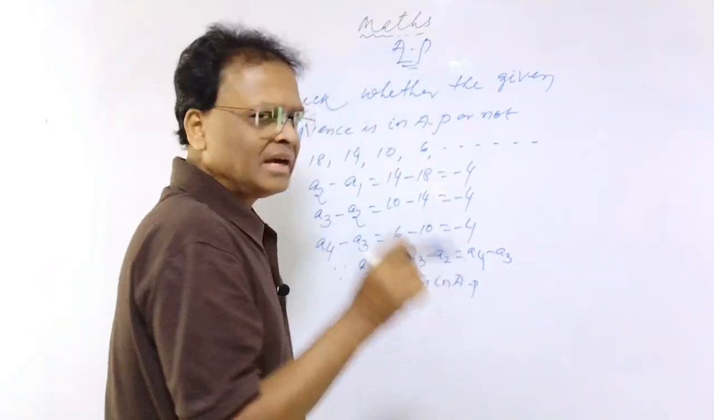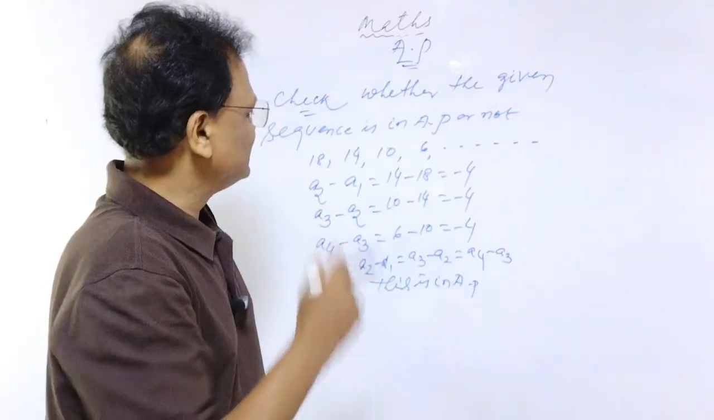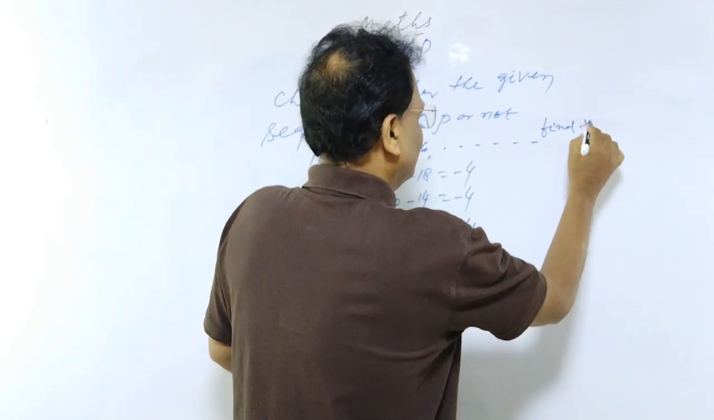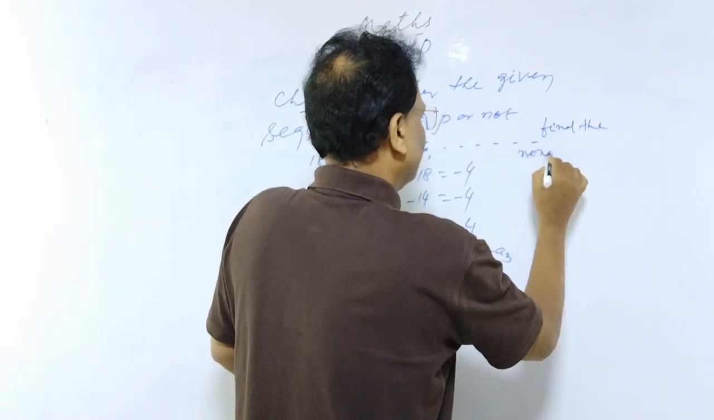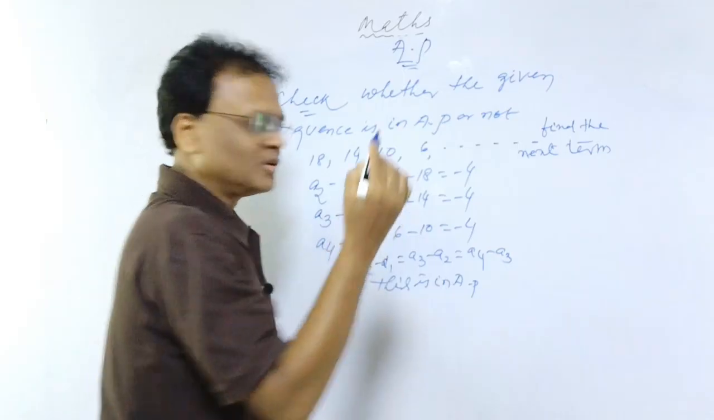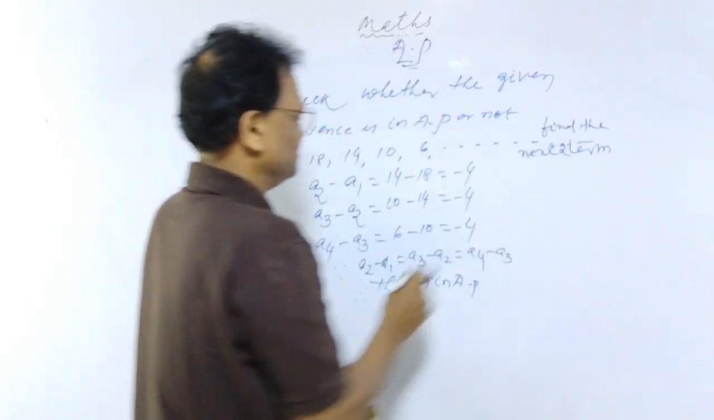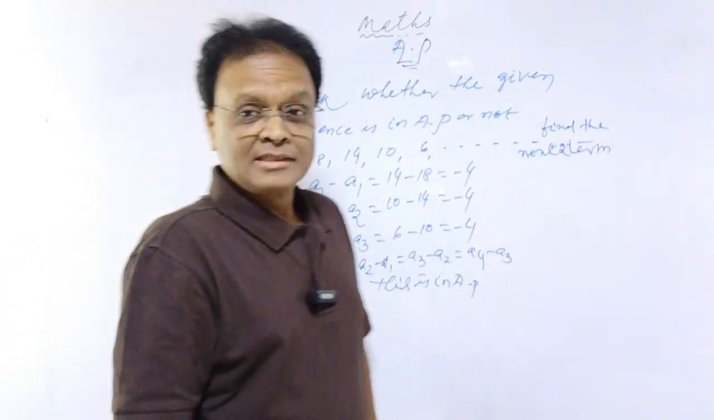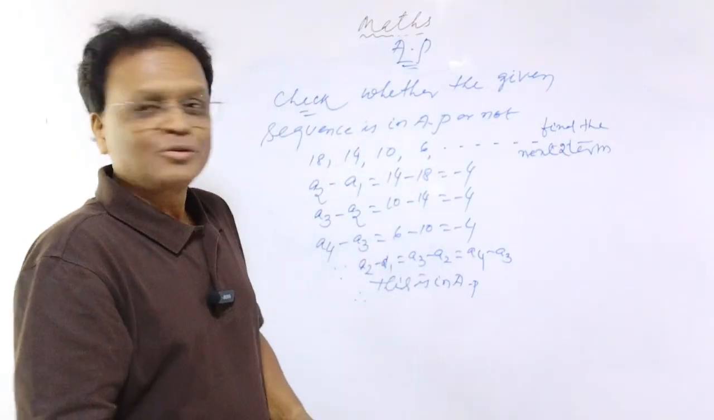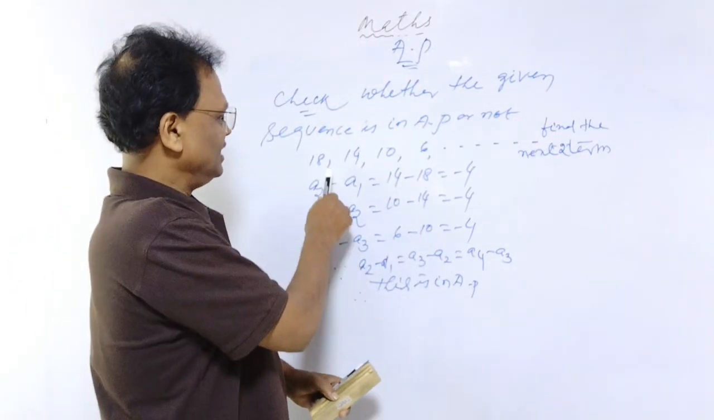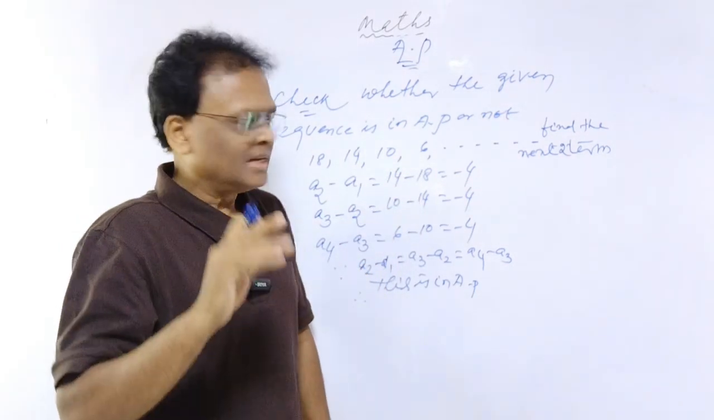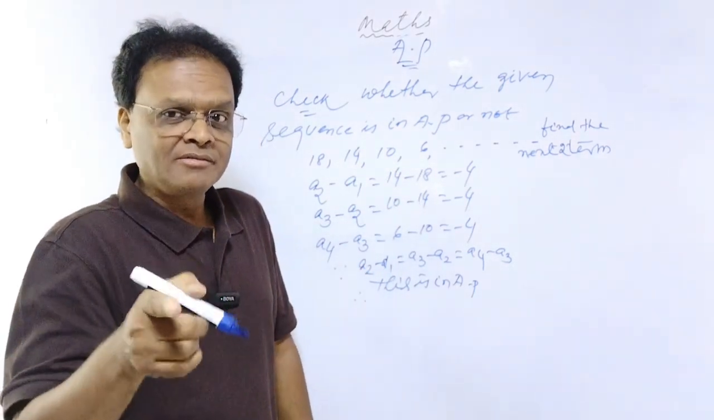Okay. Now let me add one additional question here. Again, find the next two terms. If this is an AP, find the next two terms. Next two terms means which terms to find? A1 is given, A2 is given, A3 is given, A4. Four terms are given. Next two terms means I must find A5, A6.